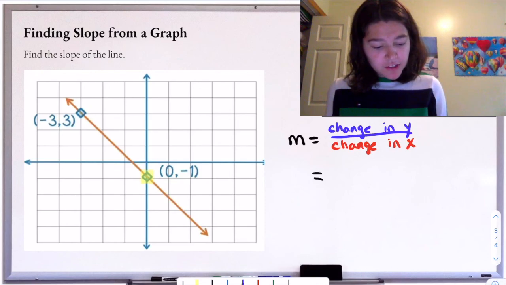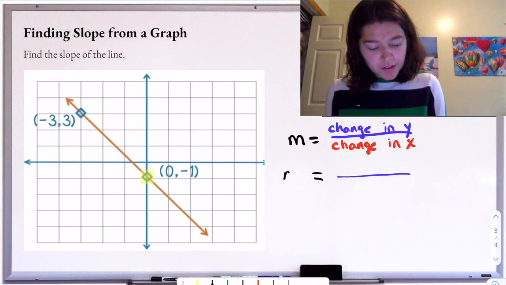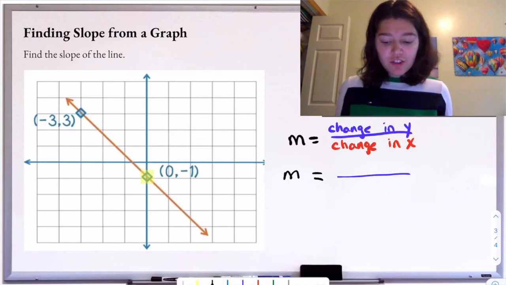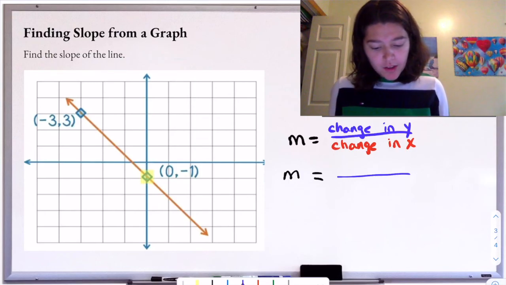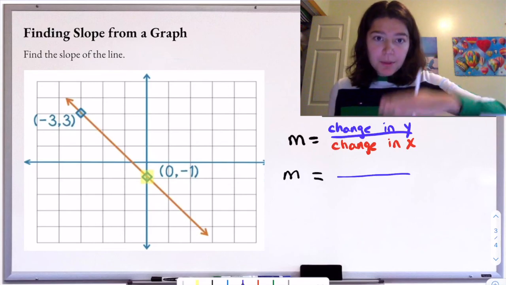Okay, so for the first thing, I'm trying to find between these 2 points, what's the change in the y value? Okay, so the y is the up and down.